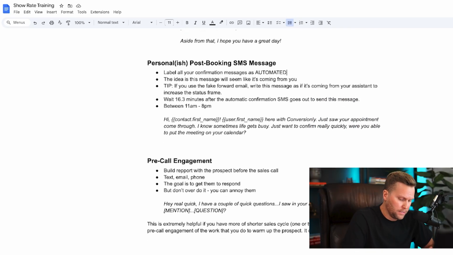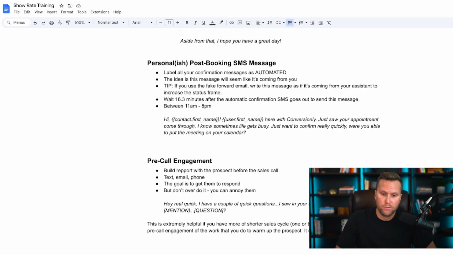Now, what we found is that if you get in touch with somebody, or if somebody confirms, or if somebody texts you, there's a higher likelihood that they show up to the call. So what you want to do is build rapport with the prospect before the sales call. That actually increases the show rate and increases the close rate, right? So you want to try a text, email, and calling them. You want to figure out which is the platform that they like to communicate with.